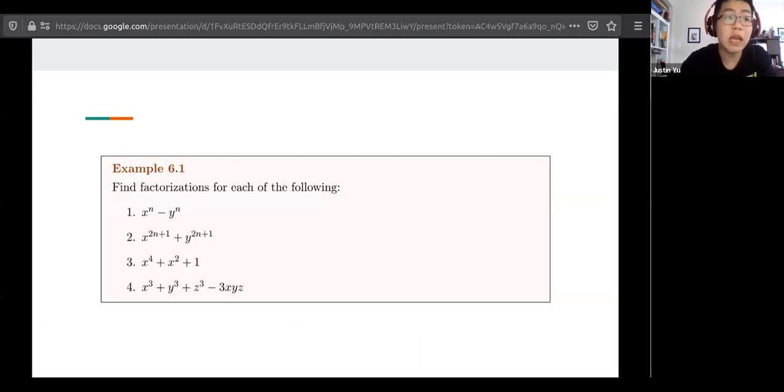And just think about how we might factor these. All right, see if you can draw any connections to any factorizations that you already know. And then after that, all right, I think that's everything.